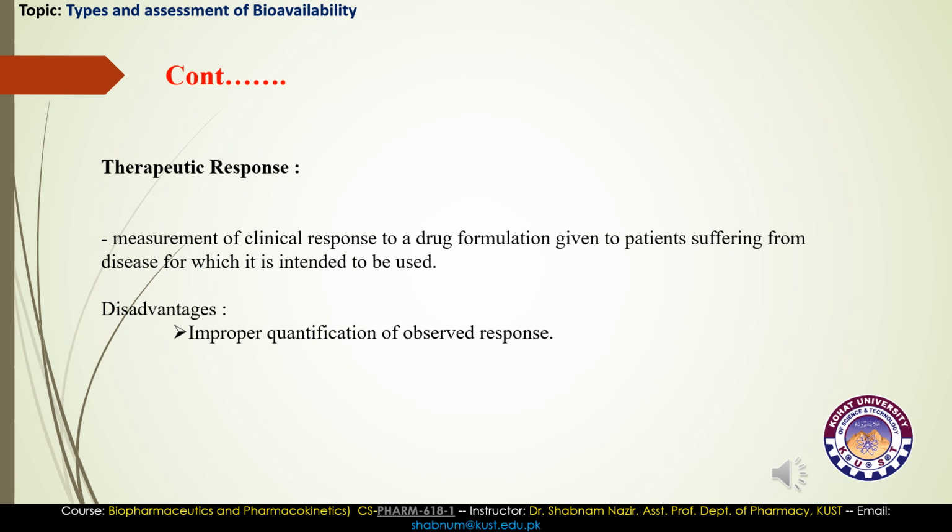Apart from acute pharmacological response, therapeutic response is also measured at times, and in this case the clinical response of a drug formulation which is being administered to a patient suffering from disease is measured. Again this method is important and gives significant information about the bioavailability, but the result is variable and not reliable, as it is only qualitative, not a quantitative one.